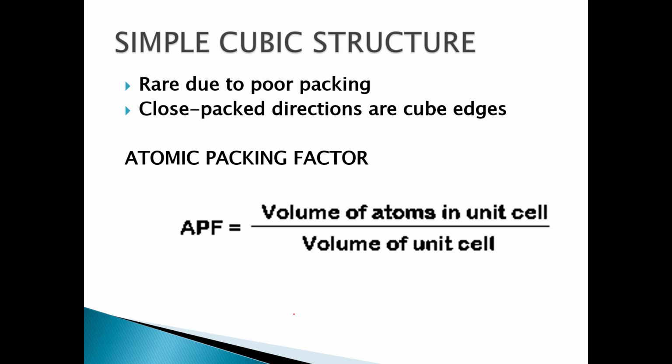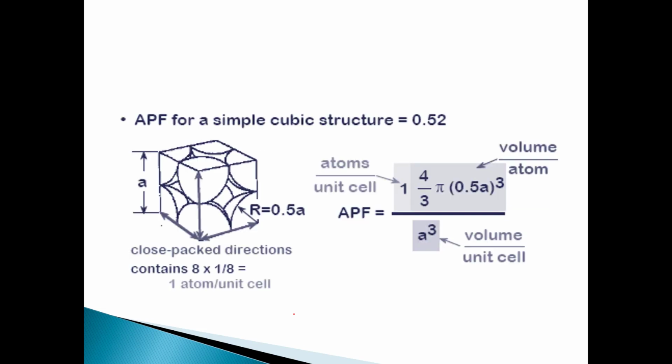We have the atomic packing factor. It is the ratio of the volume of atoms in the unit cell to the volume of the unit cell. In simple cubic structure, the atomic packing factor is 0.52. Here, the close packed direction contains one atom per unit cell, that is 8 into 1 by 8. So this is the a, and this is R, which is equal to 0.5a.